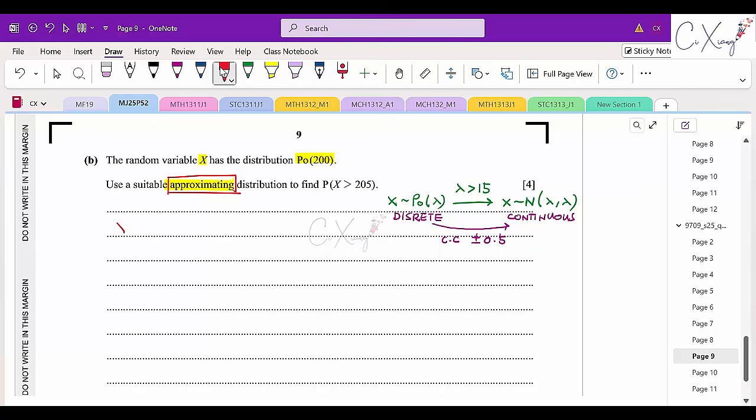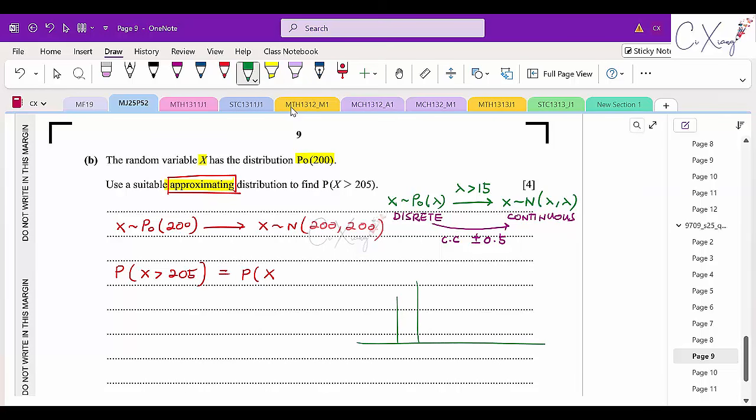So let us start. I have X is Poisson with original lambda 200, and I want to make it become a normal distribution. Mean is 200, variance is also 200. I want to calculate the probability for X greater than 205. So first step, please make sure that you do continuity correction.